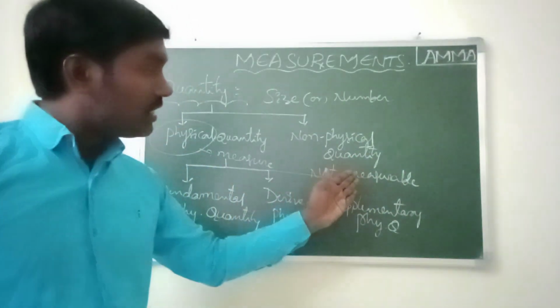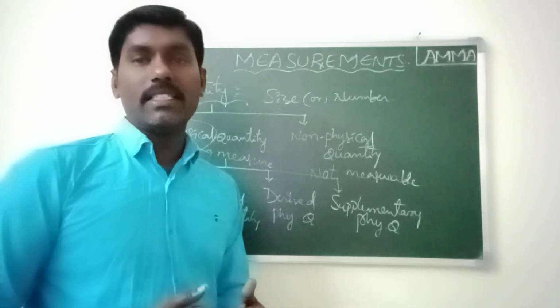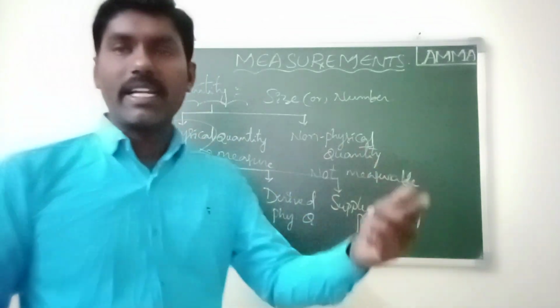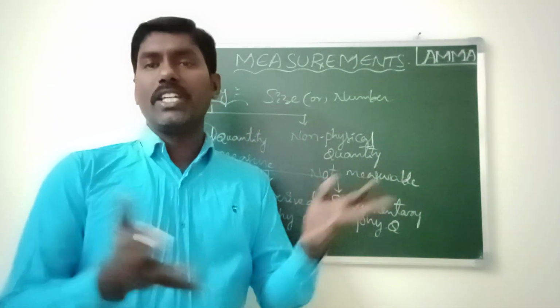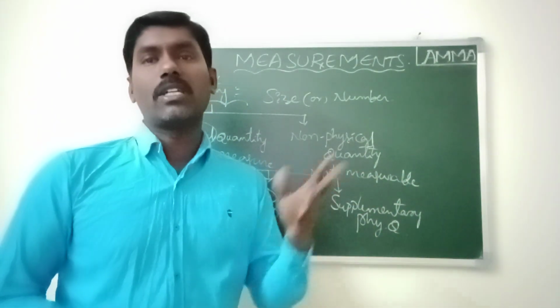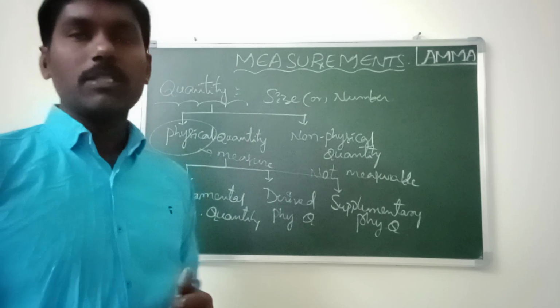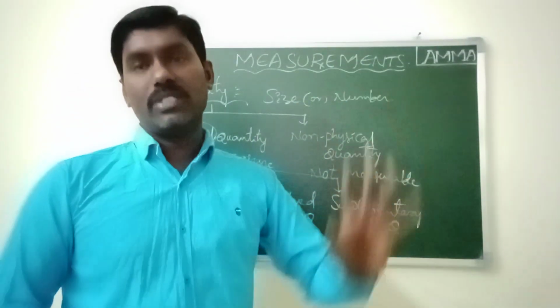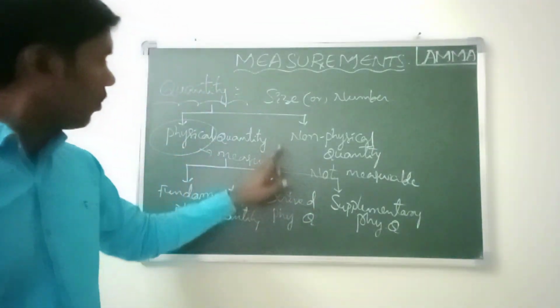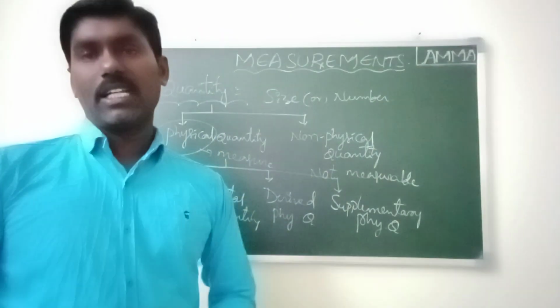Because when it is possible to measure the quantity, then only we can say this is some height, some length, some breadth, some thickness. Every dimension we can measure and say about that body, but non-physical quantities are not possible to measure. That's why physics will not explain non-physical quantities. Physics can only explain physical quantities.